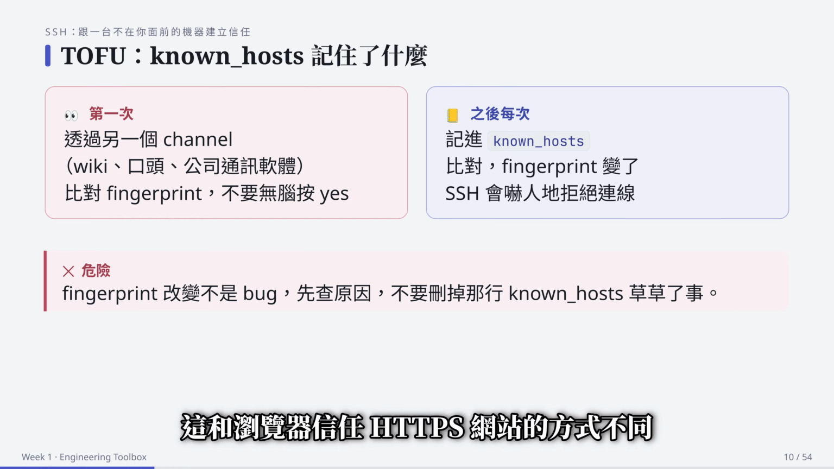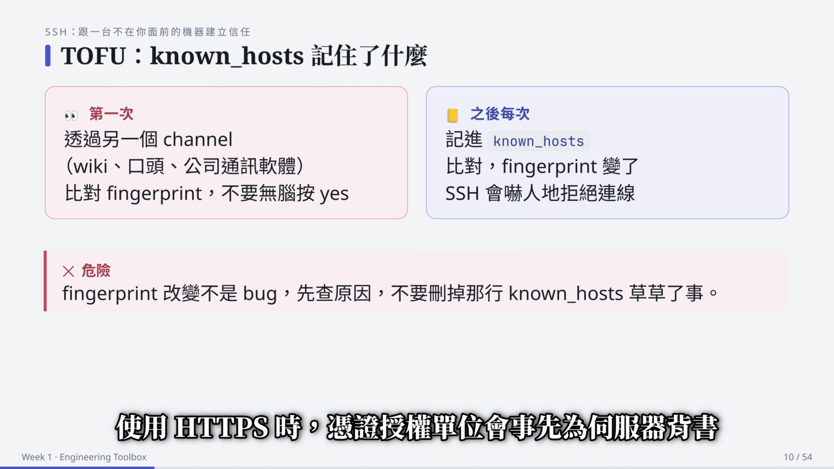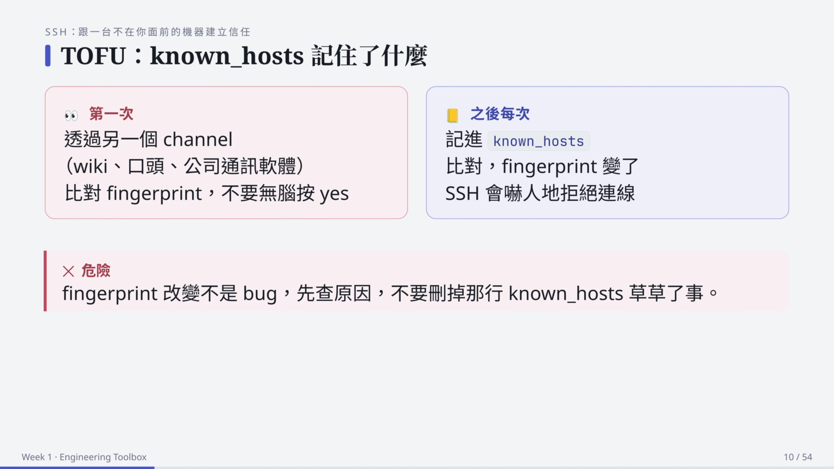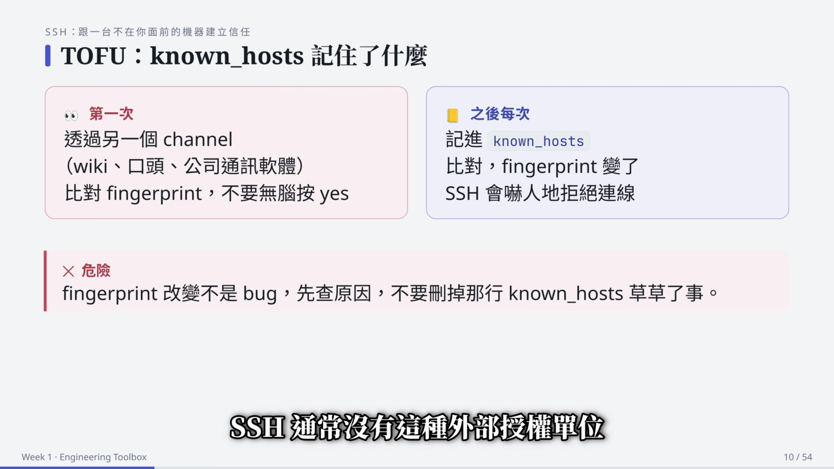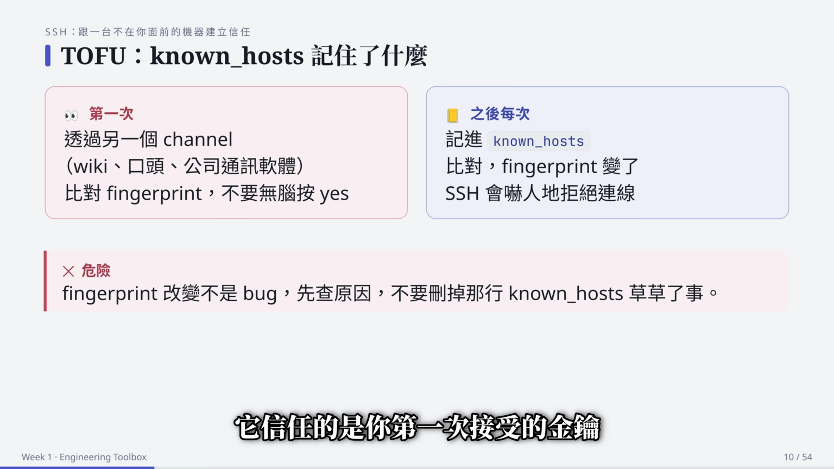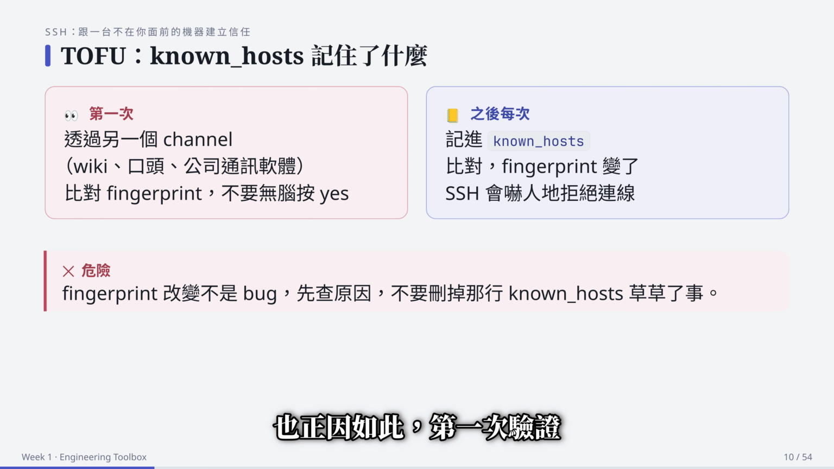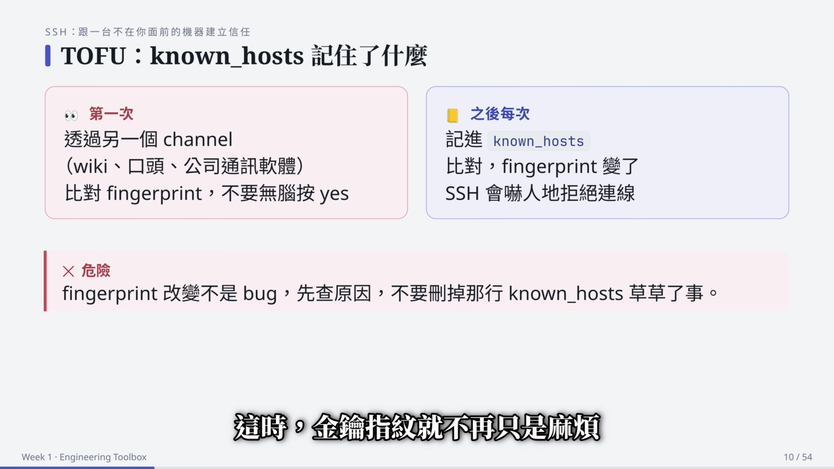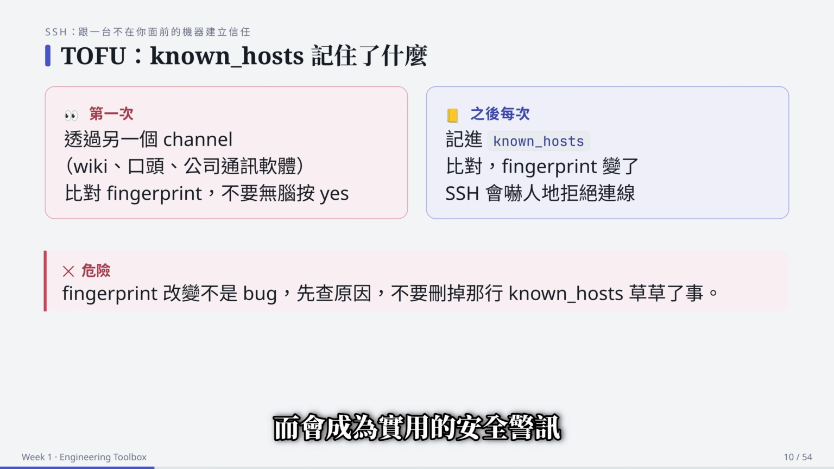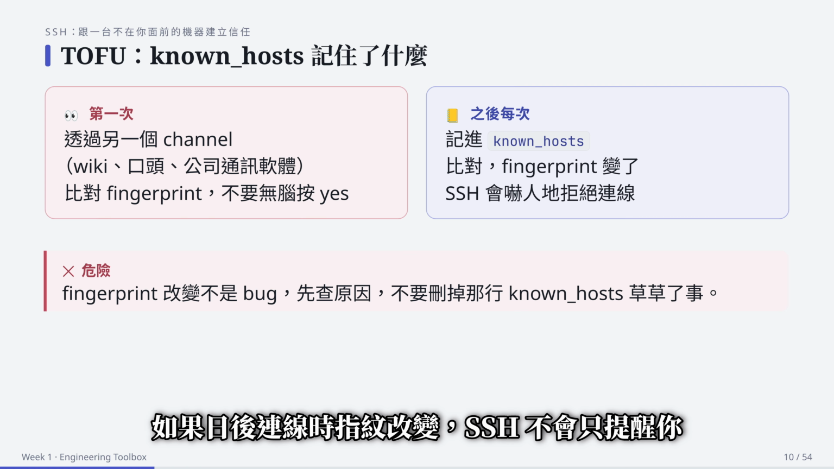Compare this with the way your browser trusts HTTPS websites. With HTTPS, a certificate authority vouches for the server in advance. SSH doesn't normally have that external authority. It trusts the key you accepted the first time, which is exactly why the initial verification matters so much. This is where the fingerprint becomes a useful security signal rather than an annoyance. If it changes during a later connection, SSH doesn't merely warn you.